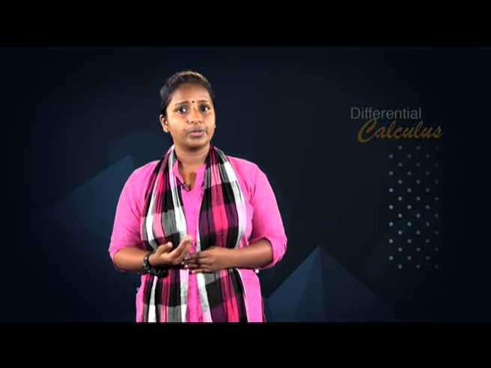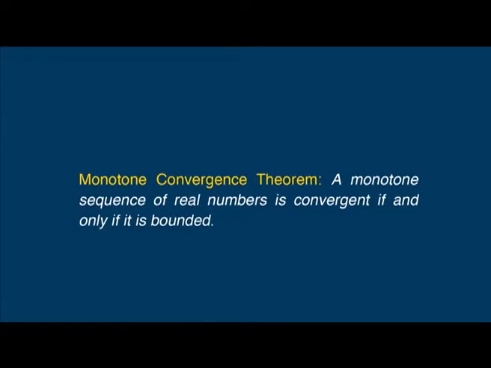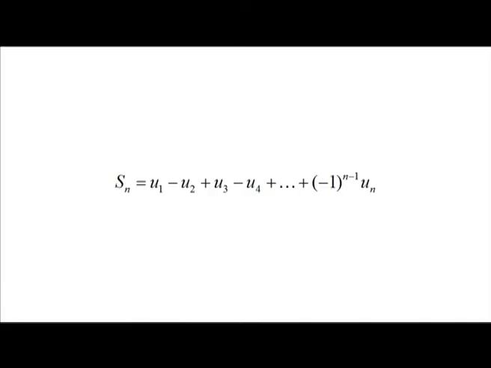We now prove the theorem. We first recall the monotone convergence theorem. A monotone sequence of real numbers is convergent if and only if it is bounded. Now we prove the present theorem. Let Sn equal u1 minus u2 plus u3 minus u4 plus etc. plus minus 1 power n minus 1 un.